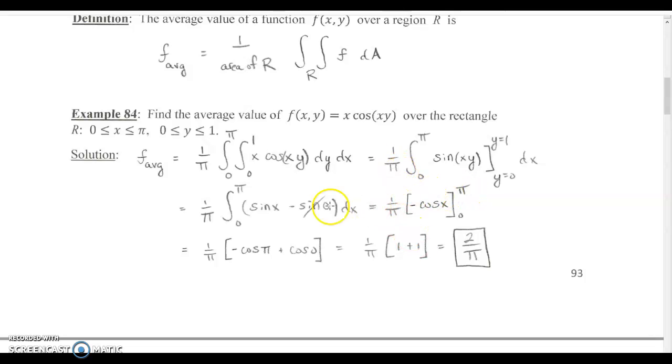Don't forget you have your 1 over pi to carry along with you the whole way. And so I get minus cosine of pi plus cosine of 0. Cosine of pi is minus 1, so this becomes 1. And then cosine of 0 is 1, so this is 1. So 1 plus 1 is 2. 2 times 1 over pi is 2 over pi.